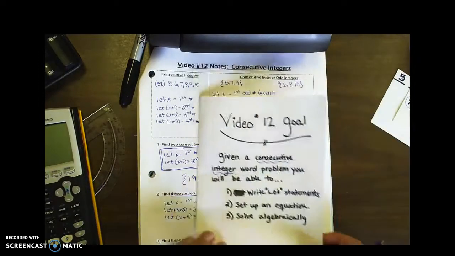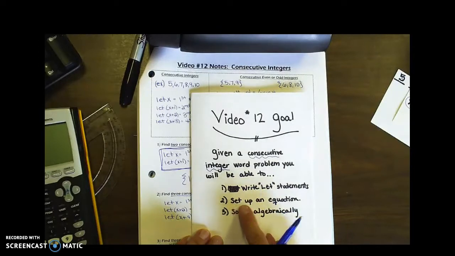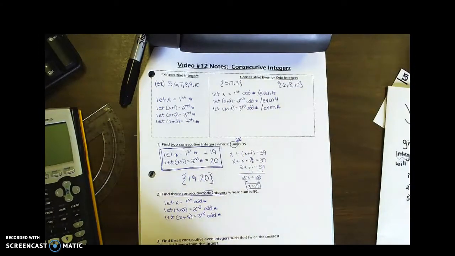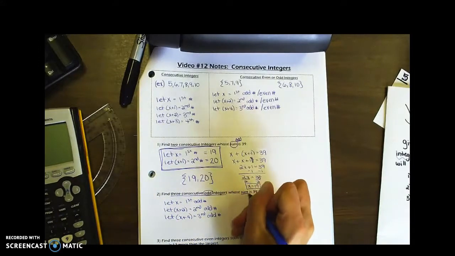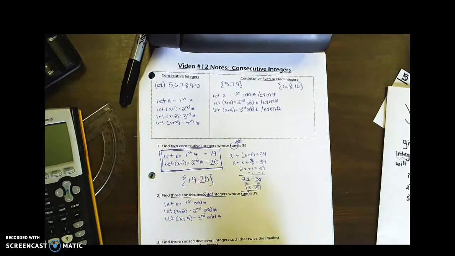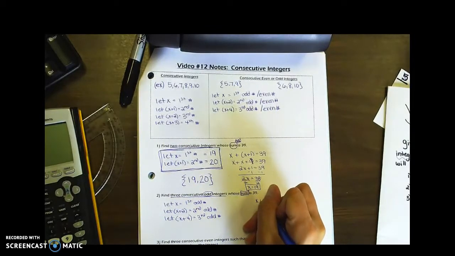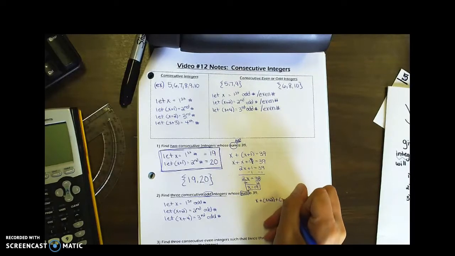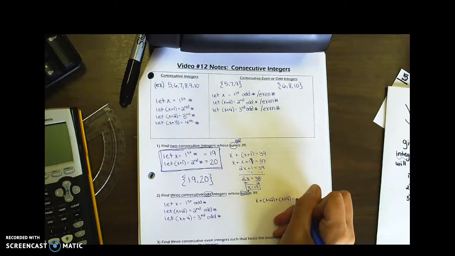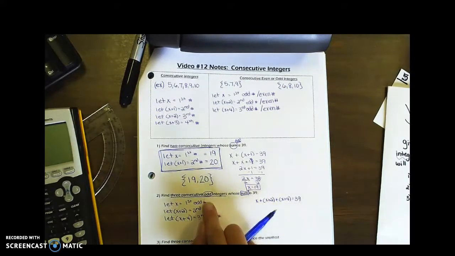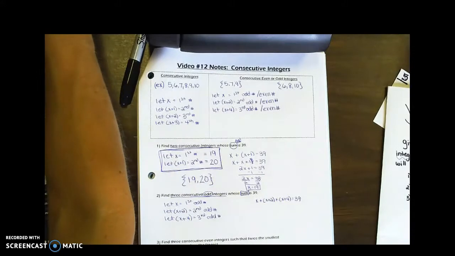So now we wrote our let statements, so now we need to set up an equation. If we read carefully for a keyword, the keyword once again here is sum. So I'm going to add all of them together and set them equal to 39. x plus (x plus 2) plus (x plus 4) equals 39. I'm going to have you pause the video now, find your value of x, and then find all of your consecutive integers.